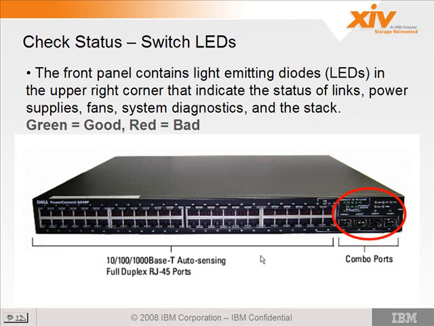Now the switches' LEDs are located on the back of the switch, facing the back of the machine in the upper right-hand corner. They indicate the status of links, power supplies, fans, diagnostics, and the state of the stack. Green equals good, red equals bad. That's good. You probably have noticed that there's a power and an RPS LED. The RPS is lit when it's receiving power from the RPS system, and the power LED is lit when it has AC.